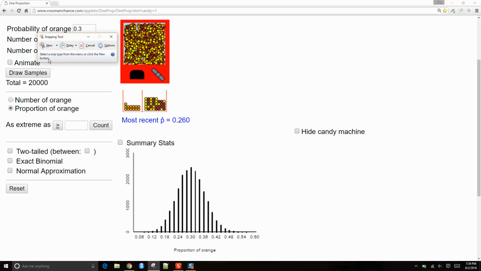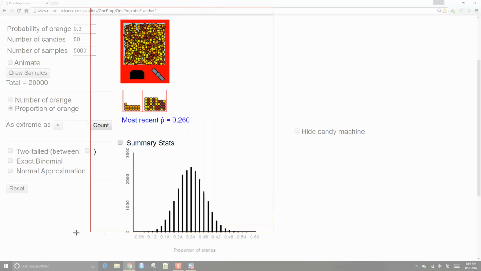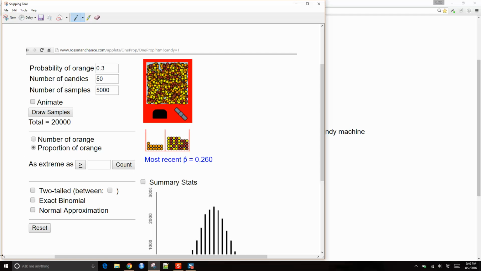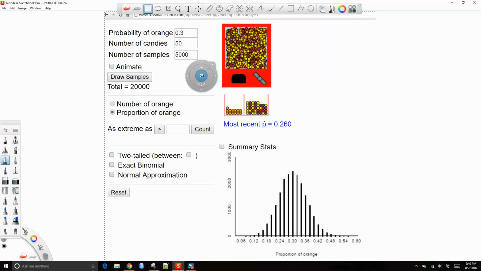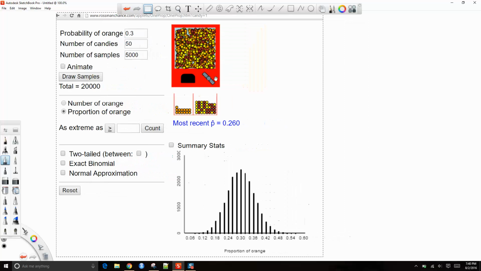So I'll copy this into our notes here. You can test this out. I'll put the applet in the notes.